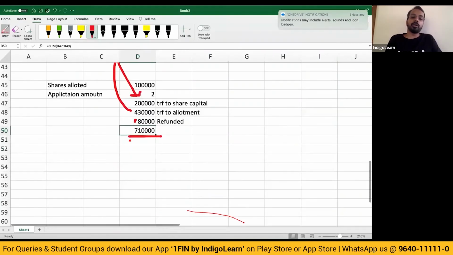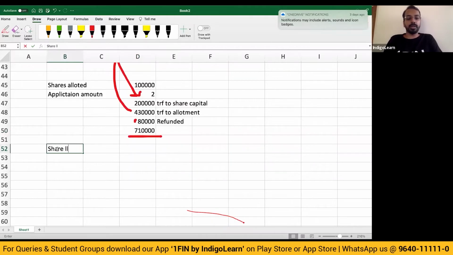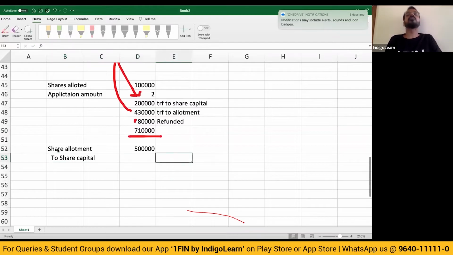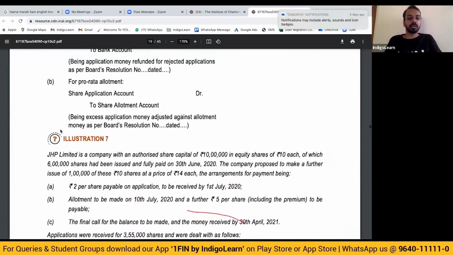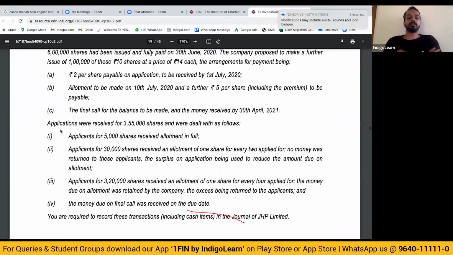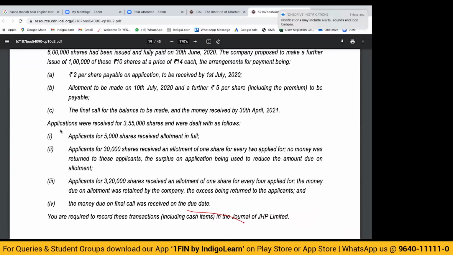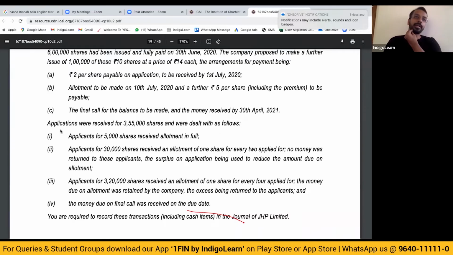Then allotment due and onwards, it is pretty simple because allotment due is 5 rupees per share. So share allotment is 5 multiplied by 1 lakh, 5 lakhs. To share capital, how much will be credited to share capital? 1 lakh multiplied by face value. How much will be credited to share capital at allotment stage? 2 lakh. See, first these 2 lakhs we have done.